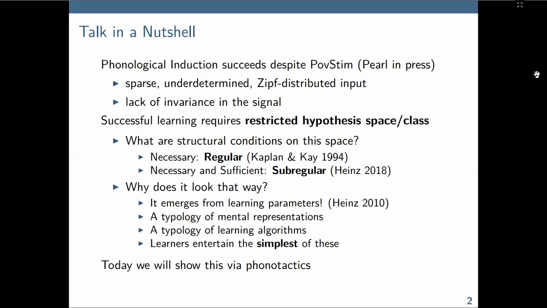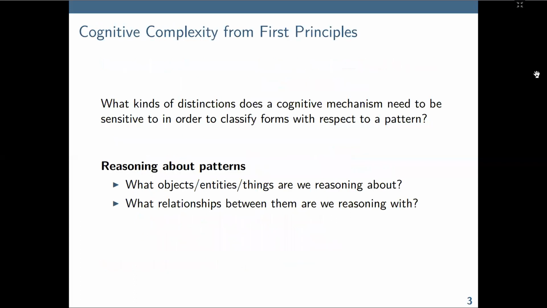All right, so this is a part of a general program to understand what cognitive complexity is from first principles, okay? So the question that you ask here is, what kinds of distinctions does a cognitive mechanism need to be sensitive to in order to classify forms with respect to a pattern, right? So when you're reasoning about patterns, you can decompose this into the following questions, right? You need to know what objects or entities or things you're reasoning about, okay? And second, you need to know what relationships between them you're reasoning with, okay?